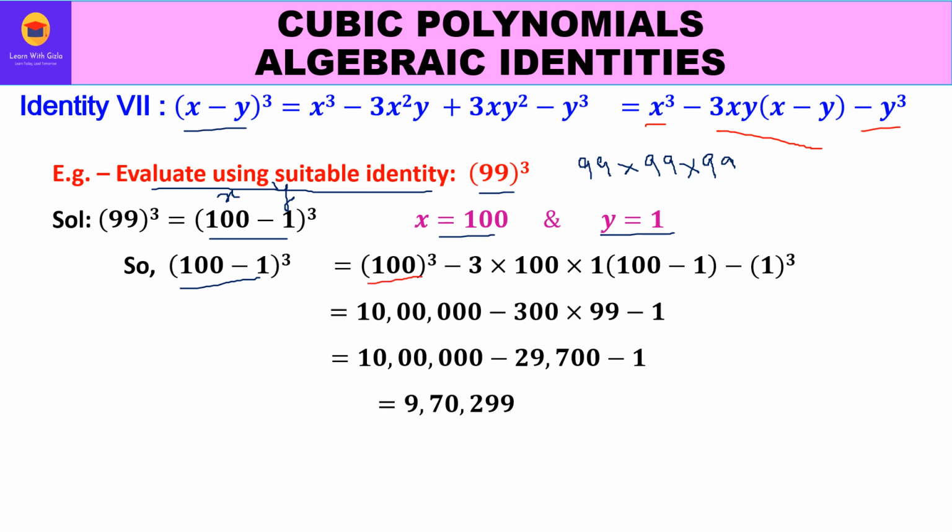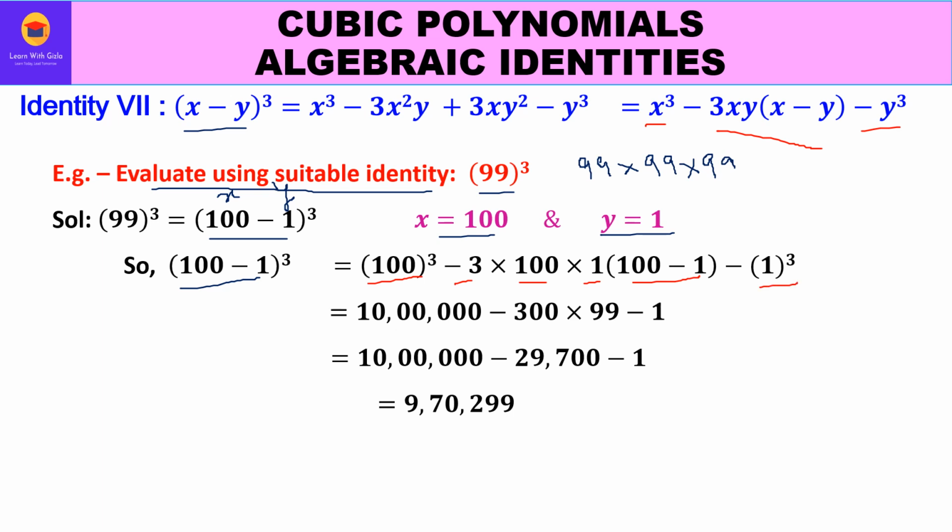x is your 100. So first is 100 cube. Then you have minus 3xy. So minus 3 into x, x is 100, into y, y is 1. Then you have (x − y), so (100 − 1), minus 1 whole cube.